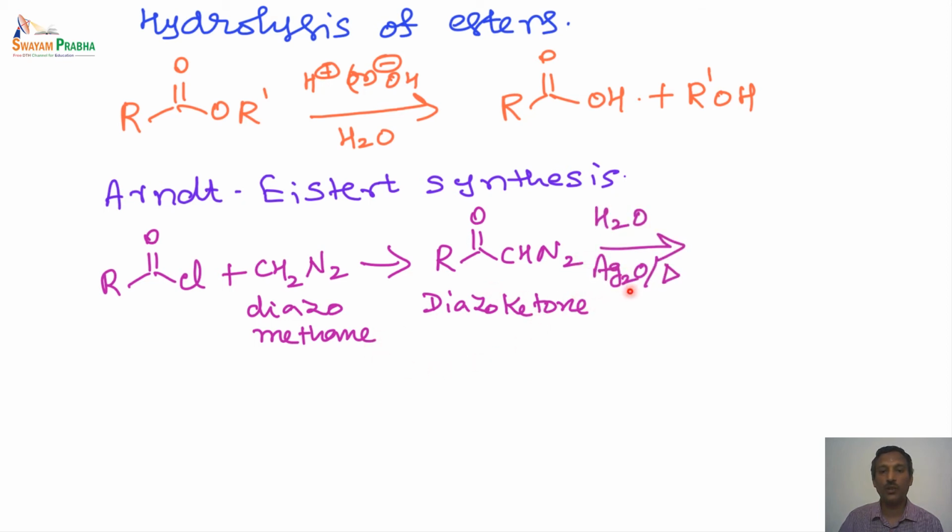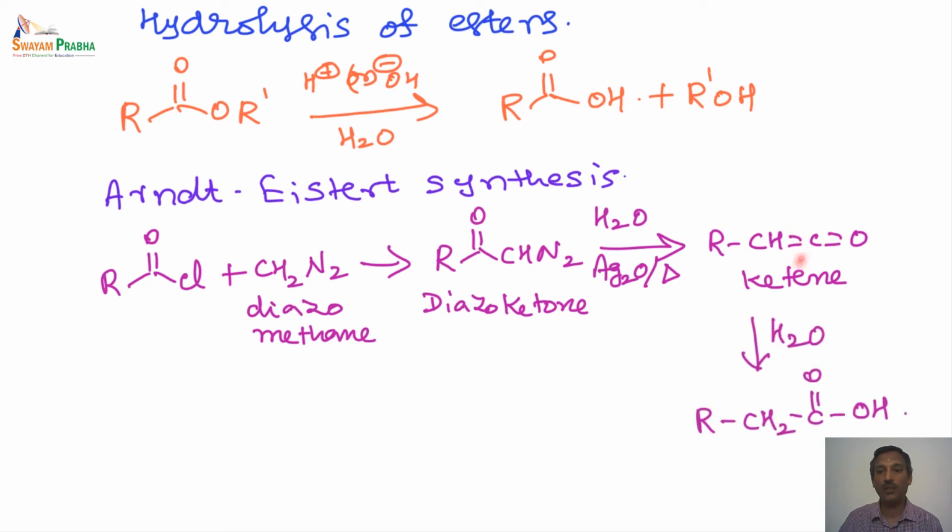This diazoketone on treatment with silver oxide followed by heating produces a ketene intermediate. This is a highly unstable species. The ketene intermediate on hydrolysis produces the carboxylic acid. If you look here, we have RCOCl going to RCH2COOH. So that means in this particular reaction, we have one carbon homologation. In this particular case also, we can increase the carbon chain length of the starting material by one carbon.